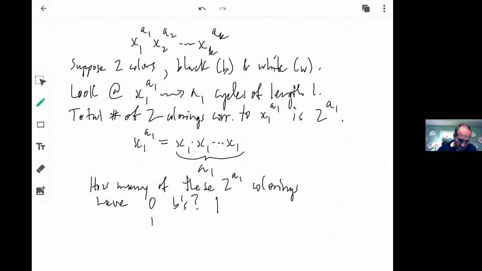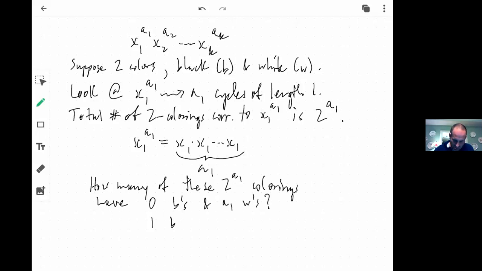What about 1 B? Oh, by the way, let me kind of erase this just to make sure that we have a really complete list here. 0 Bs, and okay, if I have 0 Bs, 0 blacks, I have to color each one of these 1 cycles. I don't have any choice. I have to color each one of them, yeah? They correspond to like vertices or something. I have to color each one of those. So if I have 0 Bs, then how many whites do I have? Well, a1.